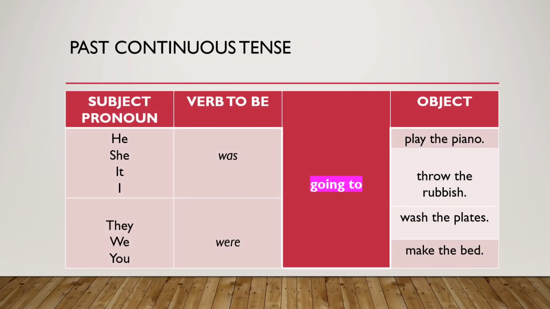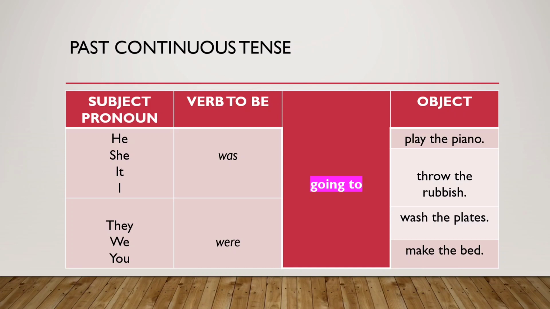For past continuous tense, the sentence structure is almost the same, just that we need to replace the verb to be with was or were depending on the subject pronoun. For example, if the subject pronoun is he, she, it, and I, we use the verb to be was. If the subject pronoun is they, we, and you, we use the verb to be were.